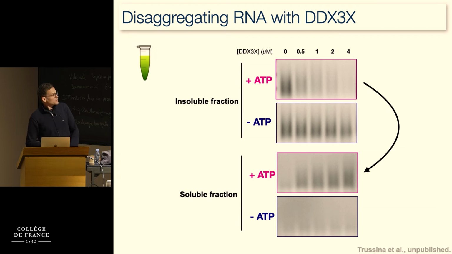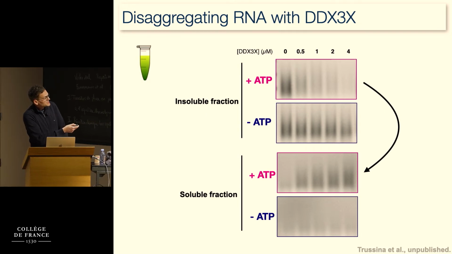Now, of course, we wanted to add our helicase here. And you see, this is our helicase that we purified in increasing concentration. This is the insoluble fraction, and this is the soluble fraction. And of course, we're comparing in the presence of ATP and in the absence of ATP to look at the enzymatic activity. Yeah? And what you can see very nicely is that the protein disappears from the insoluble fraction and it reappears in the soluble fraction in an ATP-dependent manner.